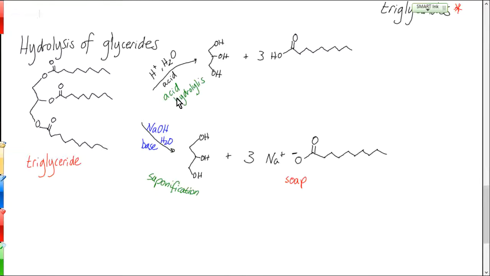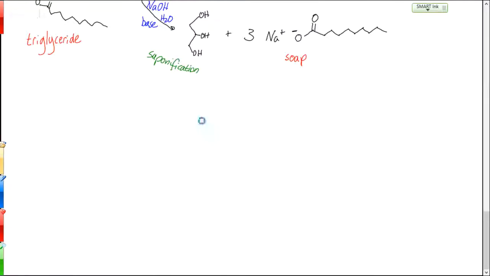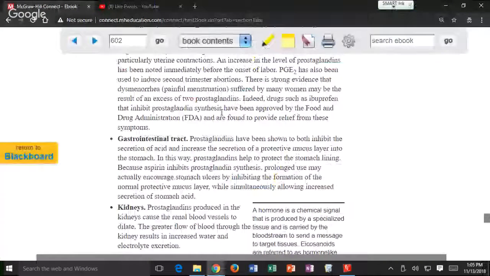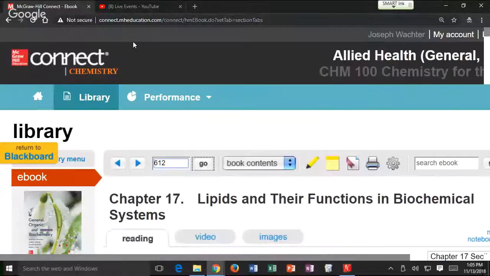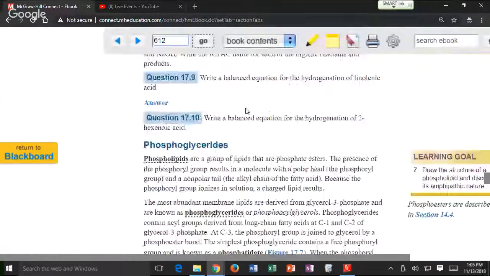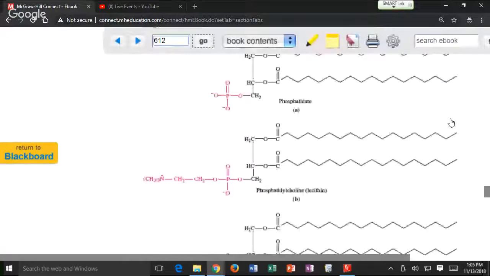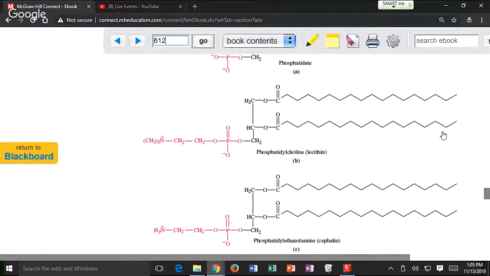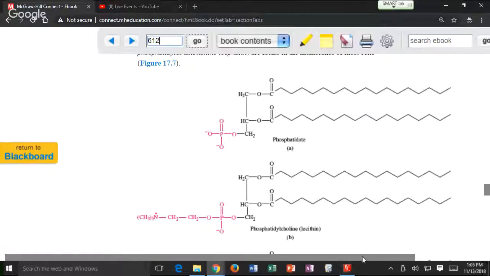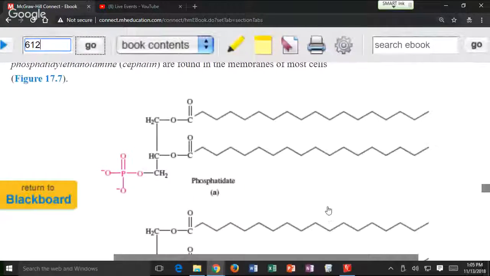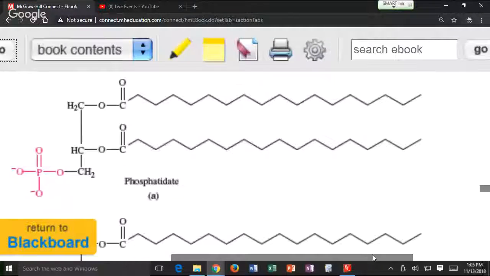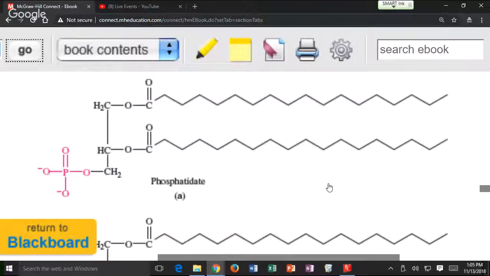Okay. Let's look at one more class of compounds. We're not going to draw them, but we can look at the book. This is page 612. And these are what we call the phospholipids, or the phosphoglycerides. So take a look at these molecules and think about how they are similar to the types of things that we just drew. I'll just look at the smallest one here because I can get it big on the screen. So take a look at that molecule.